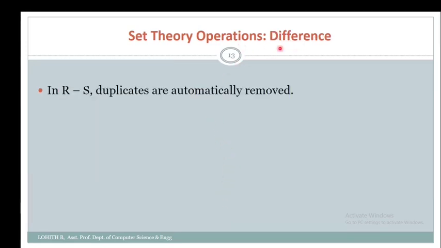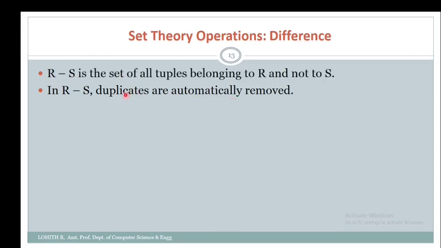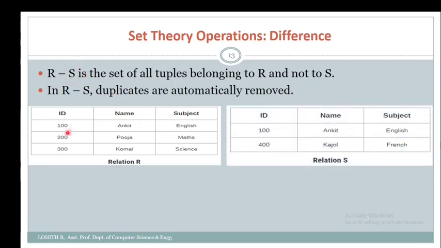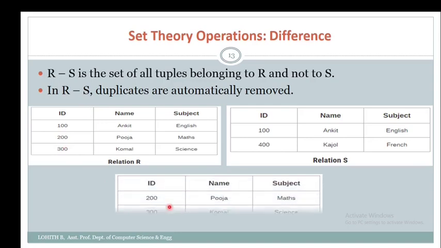The next operation is the difference operation. The notation is R minus S. Here the duplicates are automatically removed, and R minus S is the set of all tuples belonging to R and not to S. The data which is available in R will not be in S. The IDs which are available in R but not in S are only 200 and 300. So the resultant output of R minus S is this.